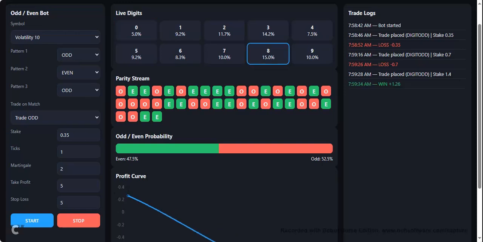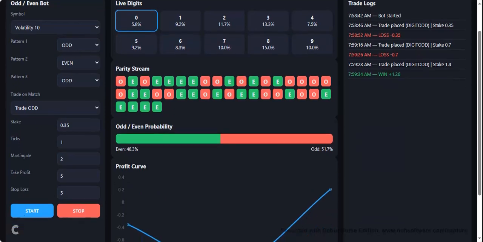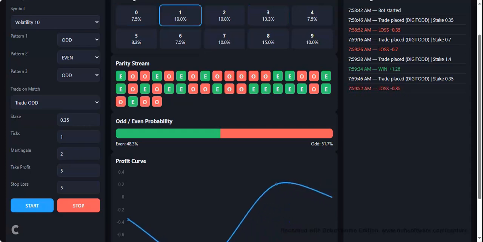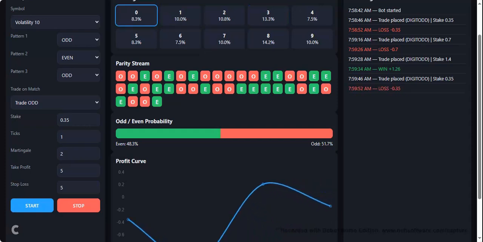The real power of the bot lies in pattern recognition. Markets may appear random at a macro level, but at a micro level, repetition exists. Streaks occur. Reversals occur. Alternating structures emerge. The bot captures these behaviors and allows traders to define exactly what they want to act upon.